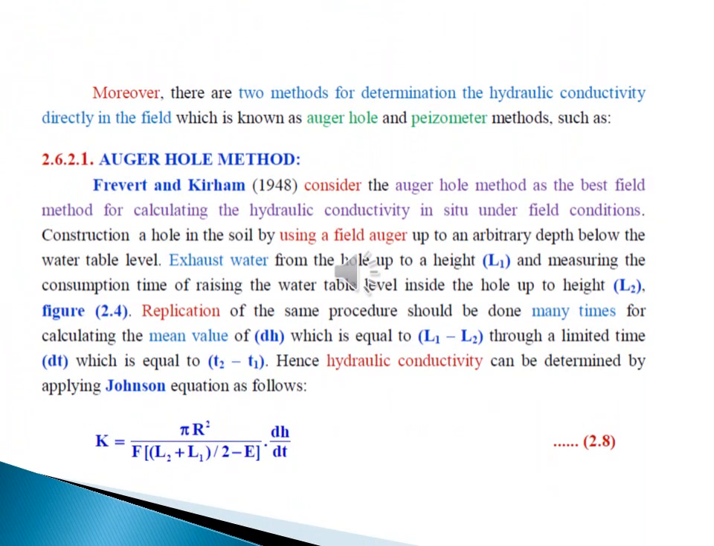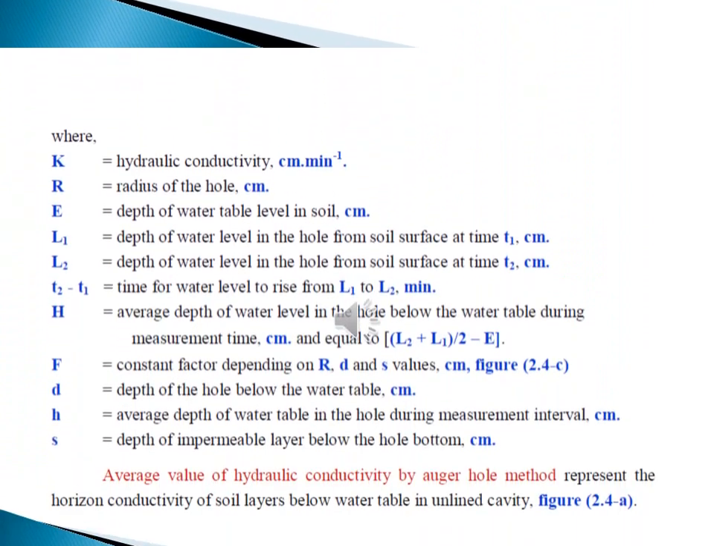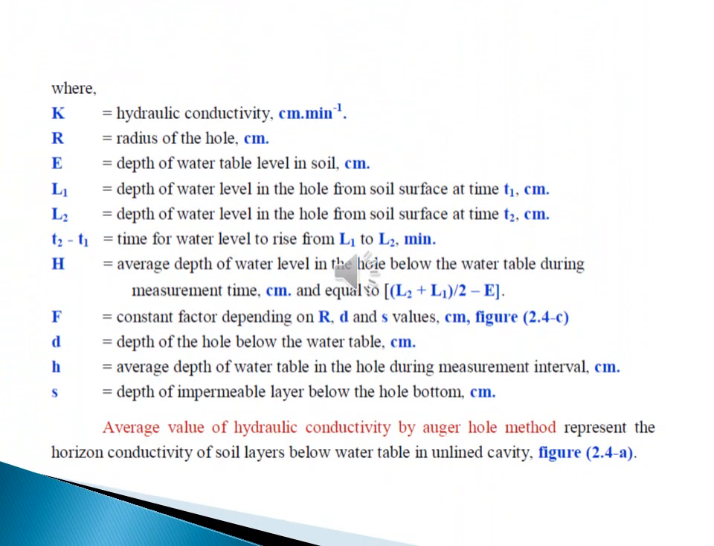There are two methods for determining the hydraulic conductivity directly in the field, which are known as the auger hole and the piezometer method. Auger hole method. My dear, please follow the procedures exactly as you see by yourself and apply the remembered equation. Look to the perimeter. Take into consideration that the average value of hydraulic conductivity by the auger hole method represents the horizontal conductivity of soil layers below the water table in an unlined cavity.